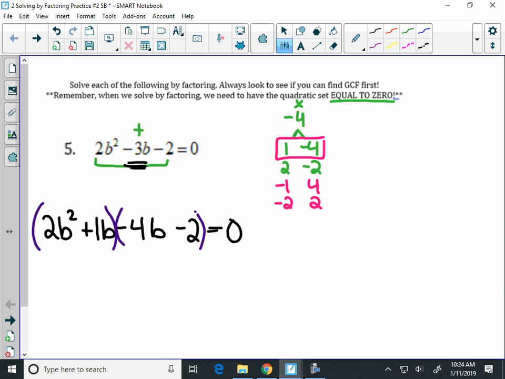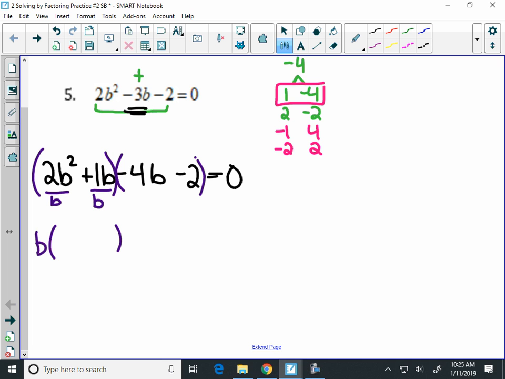When I group, for the first group, I look for a greatest common factor. In this one, it looks like the only greatest common factor is a b. So I'm going to factor a b out in front. And when I do that, I'm left with 2b plus 1.